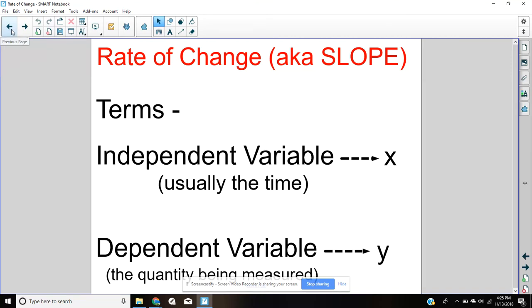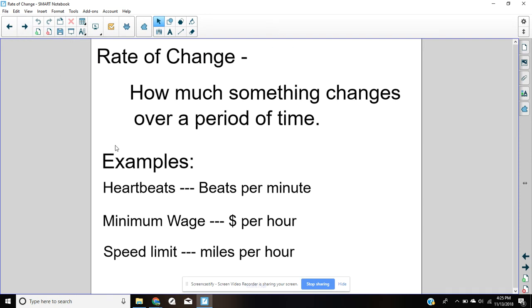All right, in today's lesson, we're going to talk about a different term associated with slope, rate of change. Two terms that you see on your worksheet are independent variable and dependent variable. The independent variable is usually a time unit. When we're talking about rate of change, we're talking about the unit of time, and also the dependent variable, the quantity being measured. So what's being measured over a period of time, that's actually what we're talking about, rate of change. How much something changes over a period of time.